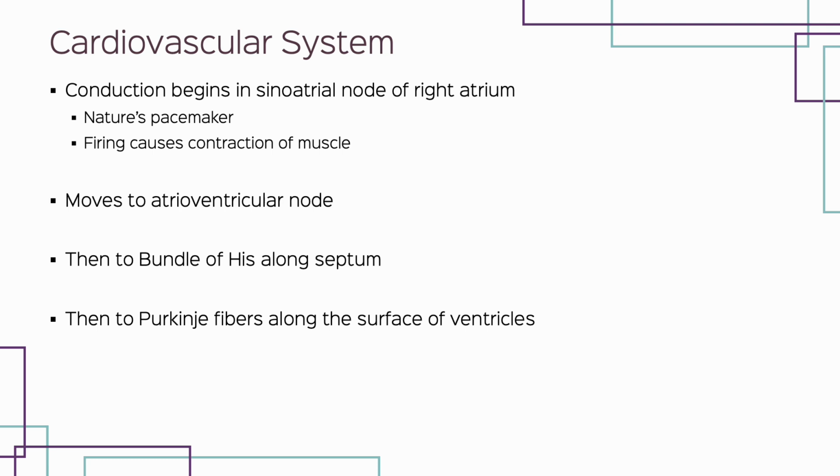From the bundle of His, the electrical impulse will move across the bottom of the heart via the Purkinje fibers. And the Purkinje fibers are tiny signaling devices within the electrical system along the ventricle at the apex. Electrical signals will cause the right and left atria to contract at the same time, and this is followed by contraction of the ventricles, also known as your systole.